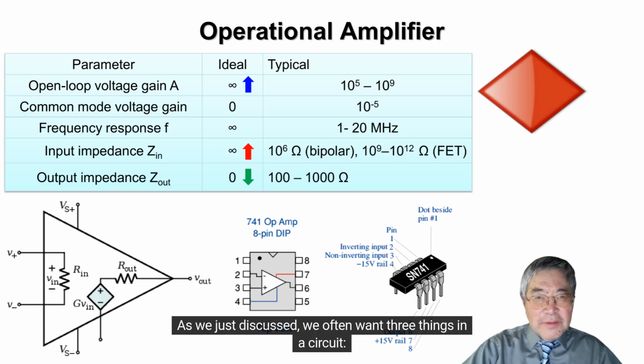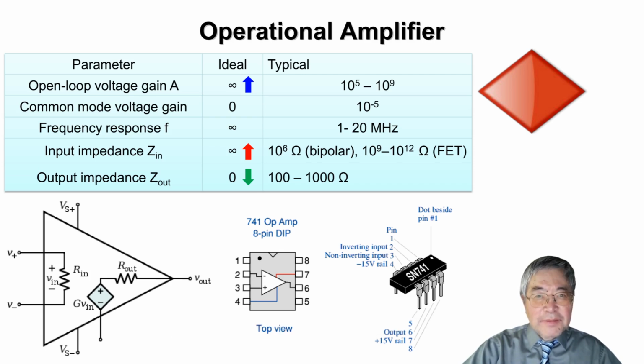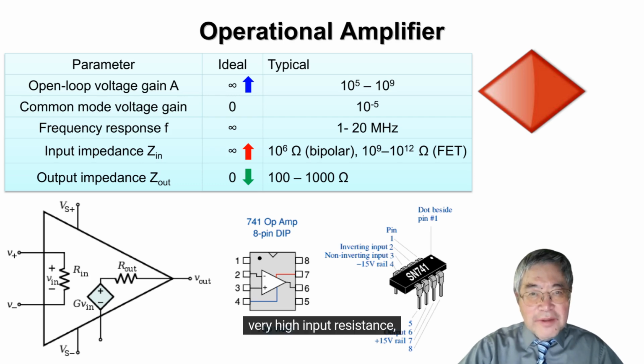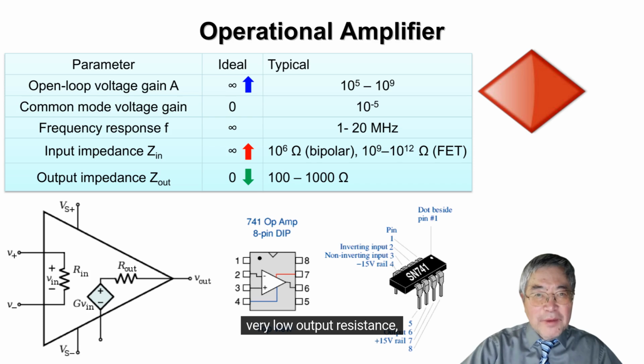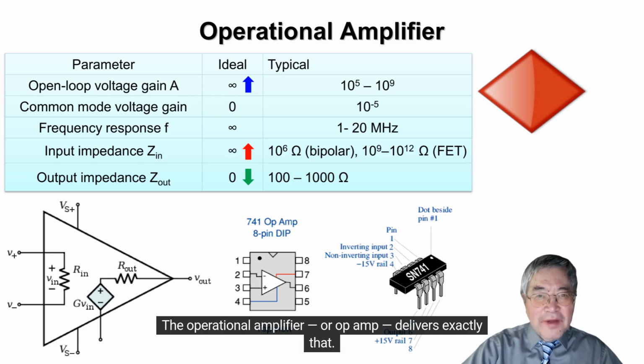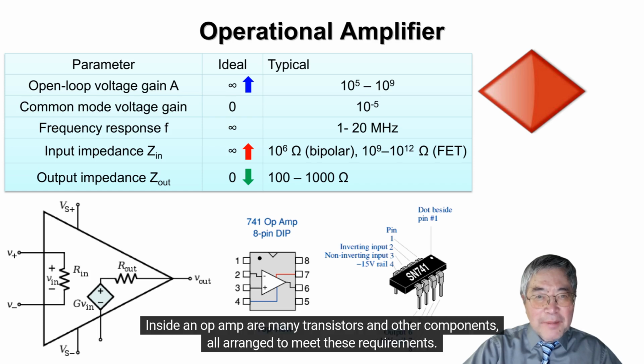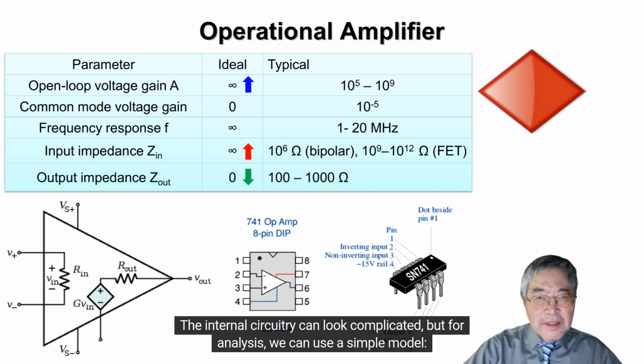As we just discussed, we often want three things in a circuit: very high input resistance, very low output resistance, and a large gain or magnification factor. The operational amplifier, or op-amp, delivers exactly that. Inside an op-amp are many transistors and other components, all arranged to meet these requirements. The internal circuitry can look complicated, but for analysis, we can use a simple model.